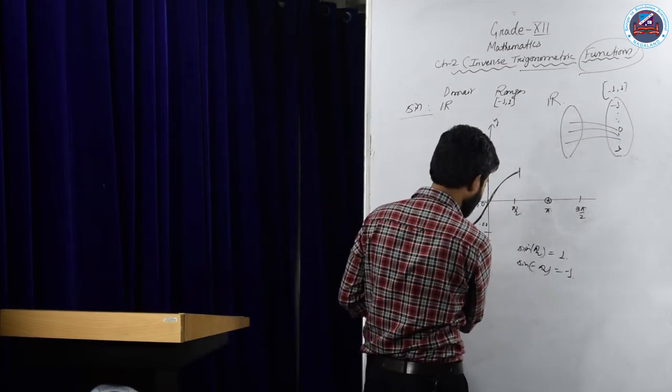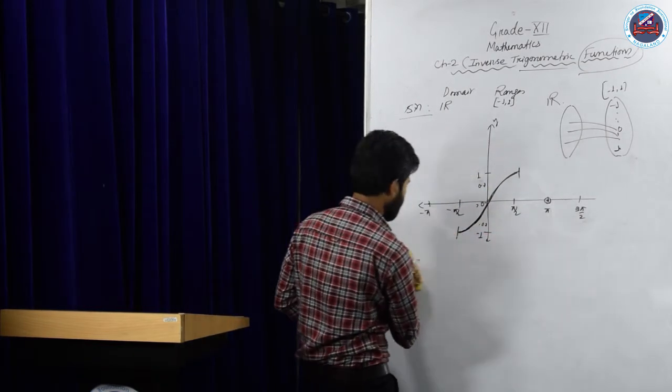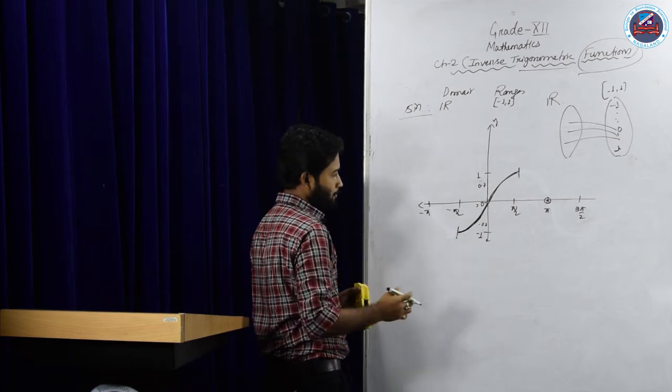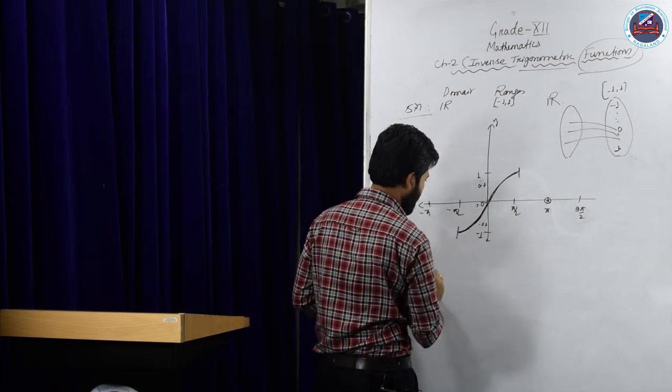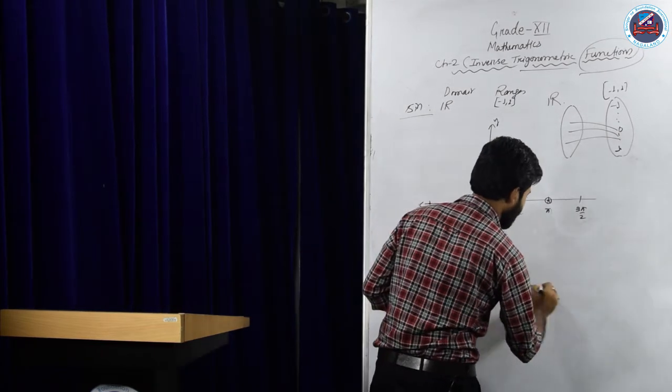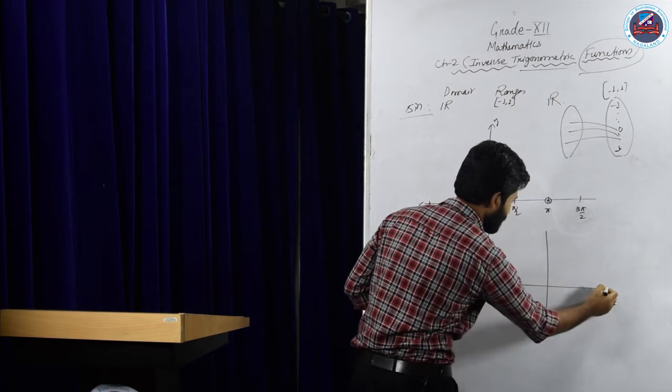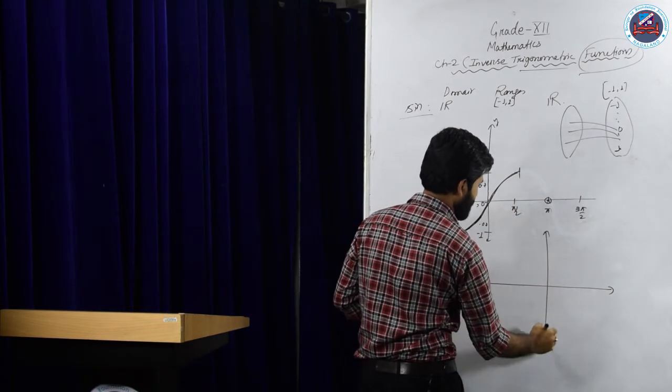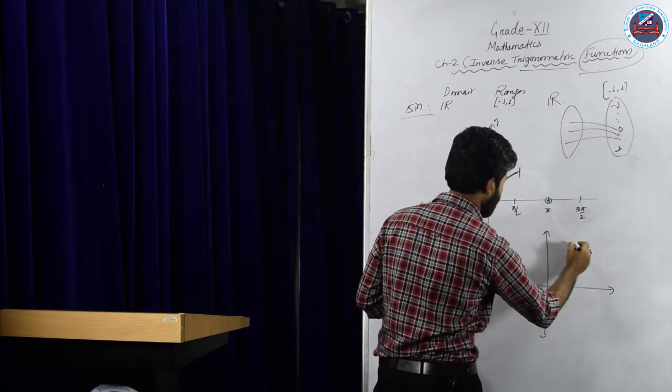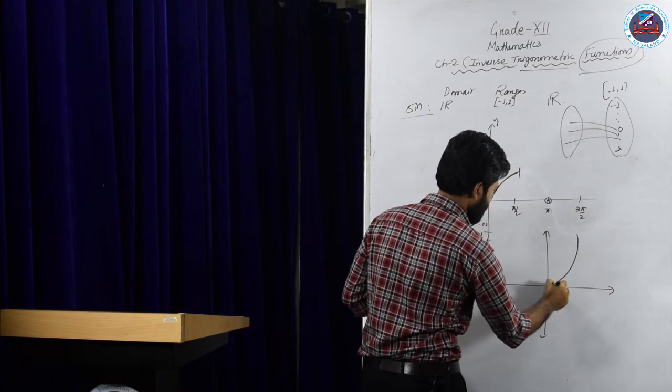So let us see. Now, the graph of the inverse of the sine function looks like this.